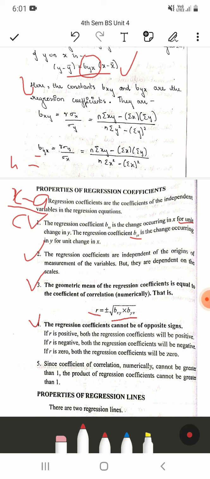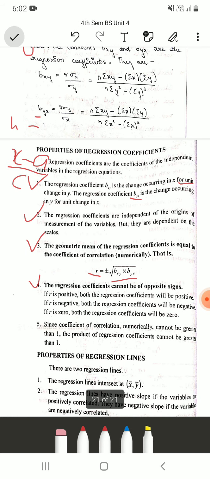The last property is since coefficient of correlation numerically cannot be greater than 1, the product of regression coefficients cannot be greater than 1. We know the range of correlation coefficient of correlation is from -1 to +1. So we can say the regression coefficients cannot exceed the value of 1, and also the product of both the regression coefficients also cannot be greater than 1.